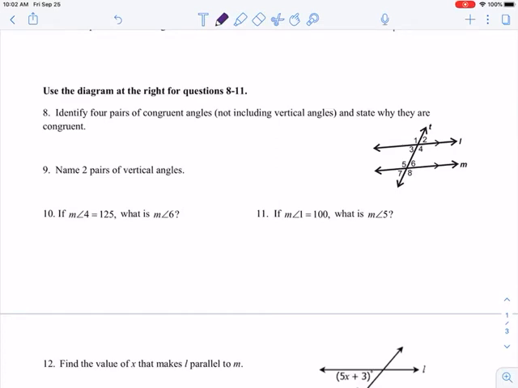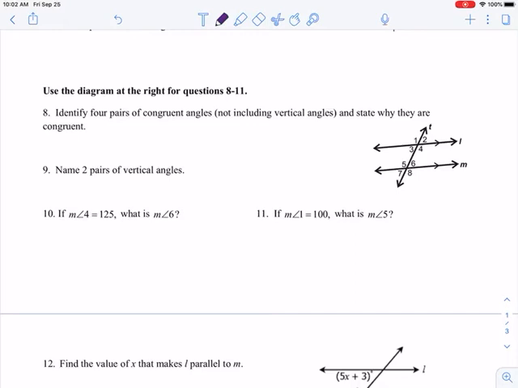In 8, you are using the figure on the right-hand side, and you want to name 4 pairs of congruent angles. Just don't make them vertical angles. Pairs of alternate interior angles would work, alternate exterior angles would work, and corresponding angles would work. You just have to tell me what number would correspond to what number there. And then in 9, you want to name 2 pairs of vertical angles. Remember, vertical angles share a common vertex, and their rays are exactly opposite each other.